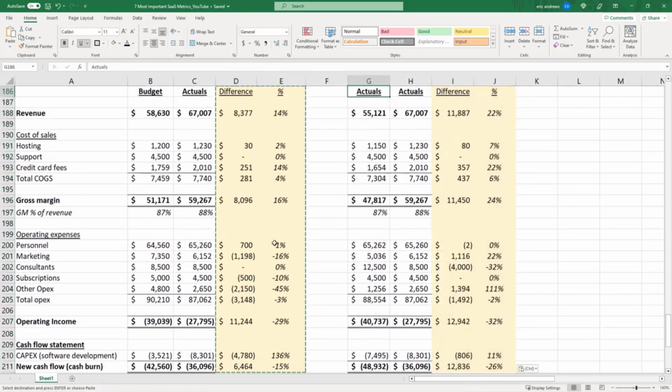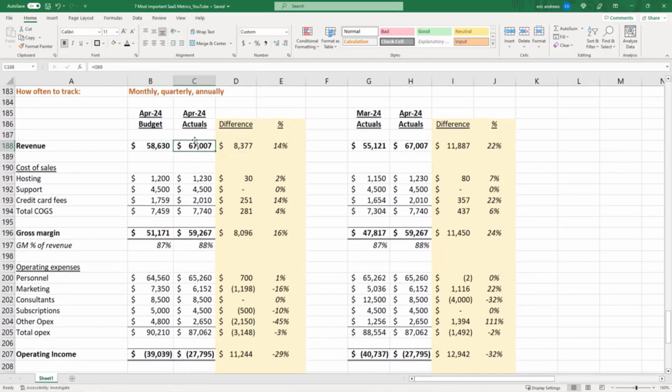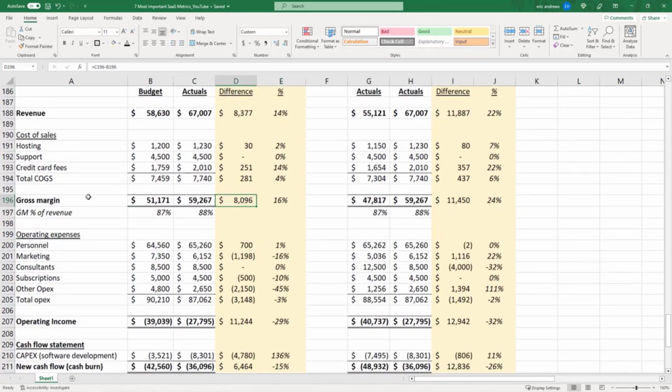So let's say we're really tracking everything against our budget. And so we say, okay, the actuals, we beat our budget. It was 67,000, so we beat our budget by 8,000. On the expense side, you do want budgets, especially on the expense side, to try to control your costs. So we're basically right on budget in terms of cost of sales, maybe slightly over, but very close. And then gross margin, we outperformed by $8,000 because of the increase in revenue.